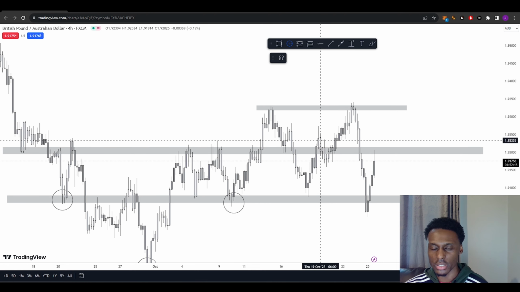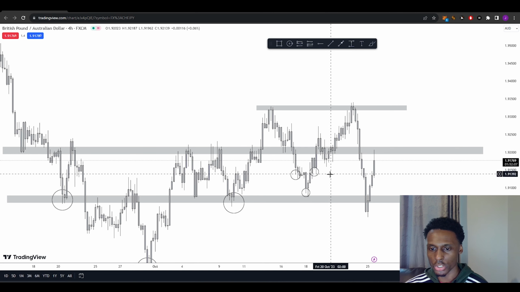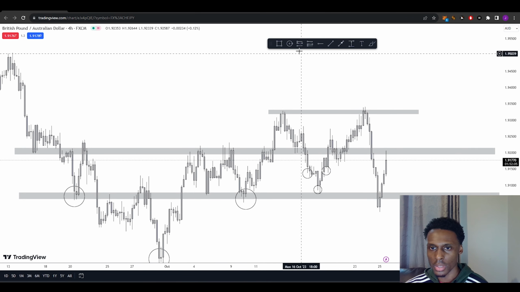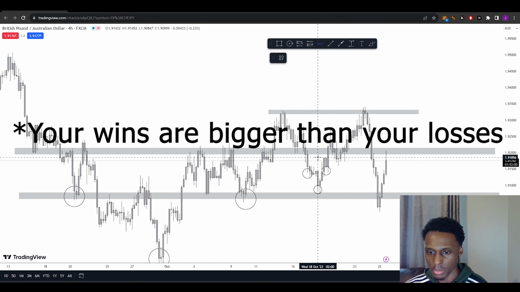Well, I've actually had 2 trades on this, and let me show you what they were. 1 loss and 1 win. I had that, left shoulder, right shoulder. I just want to show you it works. And obviously, like every strategy, you're going to have losses, but as long as your wins are bigger than your losses.